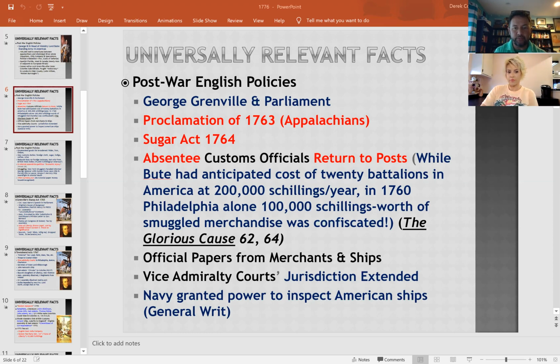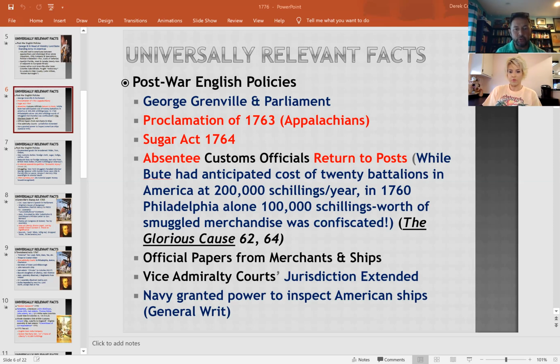Absentee customs officials were to return to their posts. Then there were the vice admiralty courts, where you were to have your tribunal if you were caught smuggling. That was a scary thing. It was like being sent to Guantanamo Bay in Cuba. As opposed to having a jury of your peers, fellow colonists in your area, determine your fate, they wanted it in the hands of the British Navy. So there was a common perception that you were not given much of a chance to have true justice and a good defense of your cause in these vice admiralty courts.